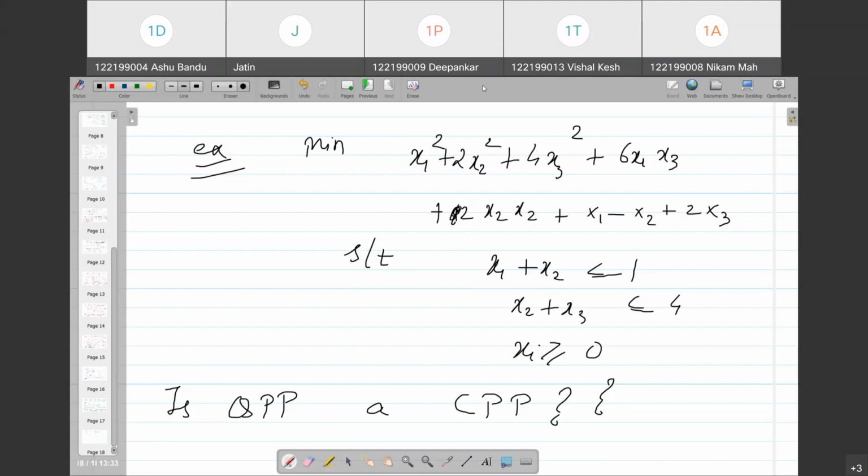So yeah, it should be 2. Let us take x2 x3. It has to be x2 x3.